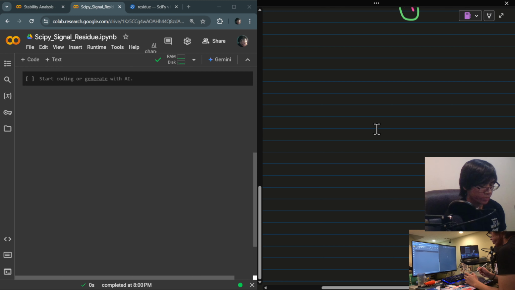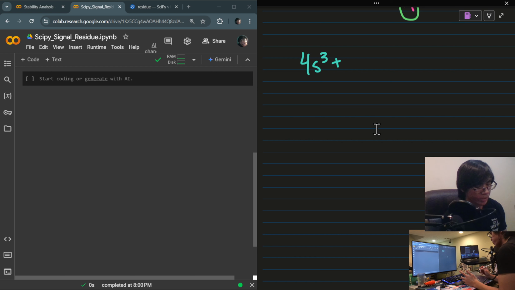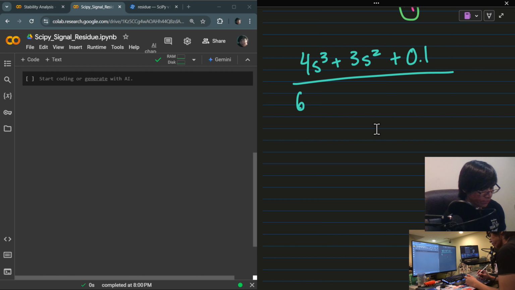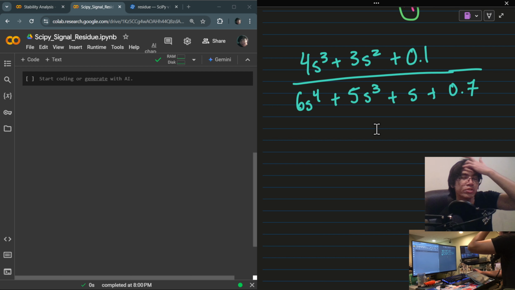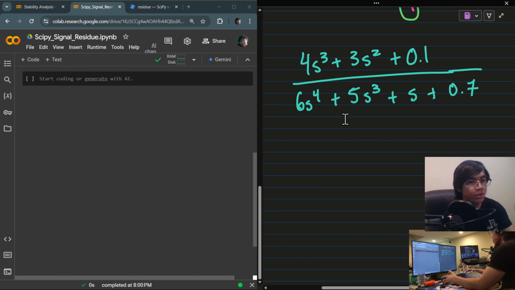So if we have a polynomial, plugging in numbers to the general form we had earlier, maybe 4s cubed plus 3s squared, and then we can skip some s's and go all the way to the last term, which is just a constant, like 0.1. And as I said, the denominator is higher order, so we can go maybe 6s to the fourth, skip one and go to 5s cubed, skip another and go s, and then maybe 0.7. I'm making these numbers up, but this is what a transfer function could look like, maybe experimentally determined or whatever.